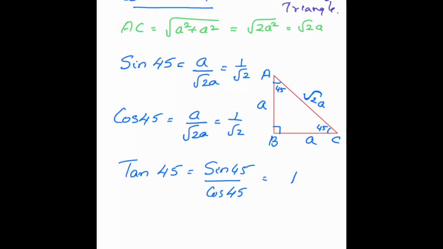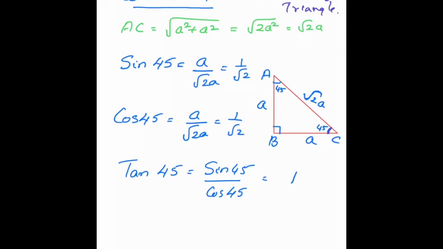Now sine 45. Since this is isosceles, A plus C is equal to 90, and A and C are equal, because in an isosceles triangle the angles opposite to the equal sides are equal. So it becomes 45, 45. Either angle you can take, it will be the same value. So sine 45, suppose we are taking this one: opposite side by hypotenuse, so a by root 2a, that is AB by AC. It becomes 1 by root 2.